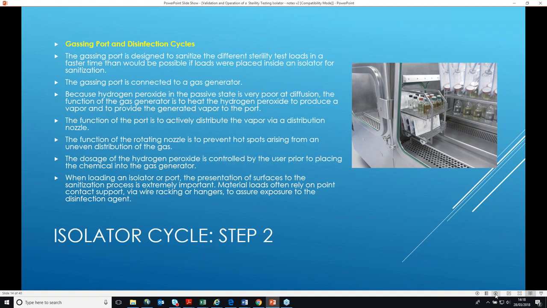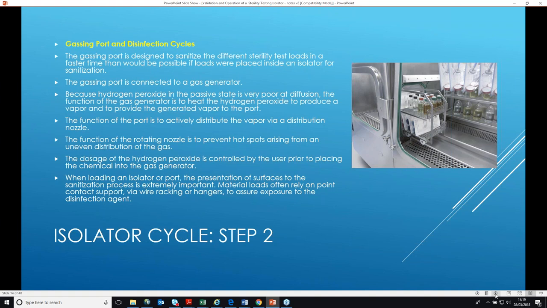Gassing port is connected to a gas generator. The function of the gas generator is to heat the hydrogen peroxide to produce a vapor and to provide generated vapor to the port. The function of the port is to actively distribute the vapor via a distribution nozzle. The function of this distribution nozzle, which rotates, is to prevent hot spots arising from an uneven distribution of the gas. The dosage of the hydrogen peroxide is controlled by the user by placing the chemical into the gas generator of the right concentration. And the generator provides a controlled release of the chemical.